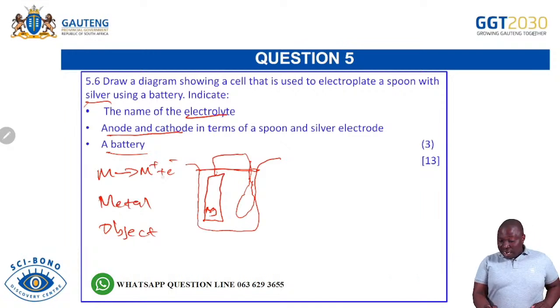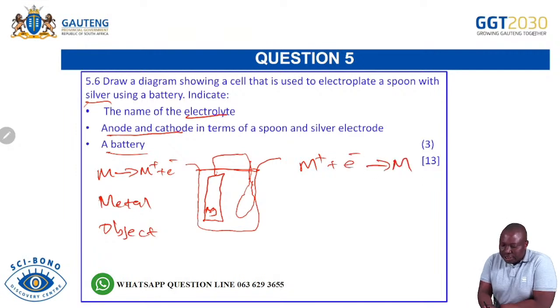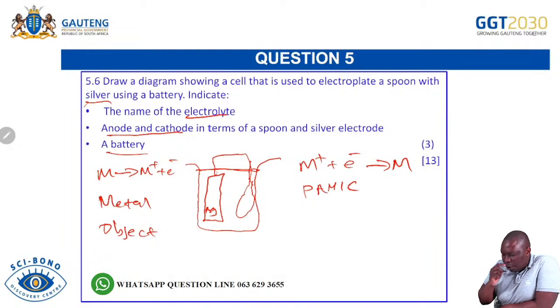For example, if a metal loses electrons to become M⁺ plus an electron, on the object side you just write this reaction in reverse, which is the metal ion must gain electrons to form the metal. So in this case, I told you, don't forget PANIC. So you must know that the side where we are having the anode is the positive one.